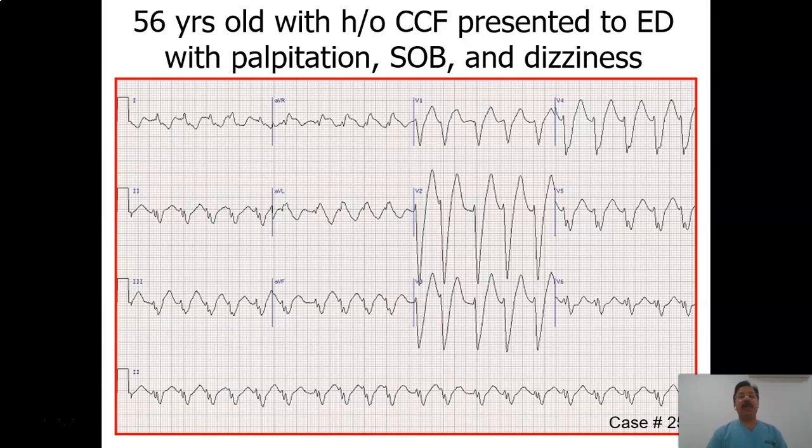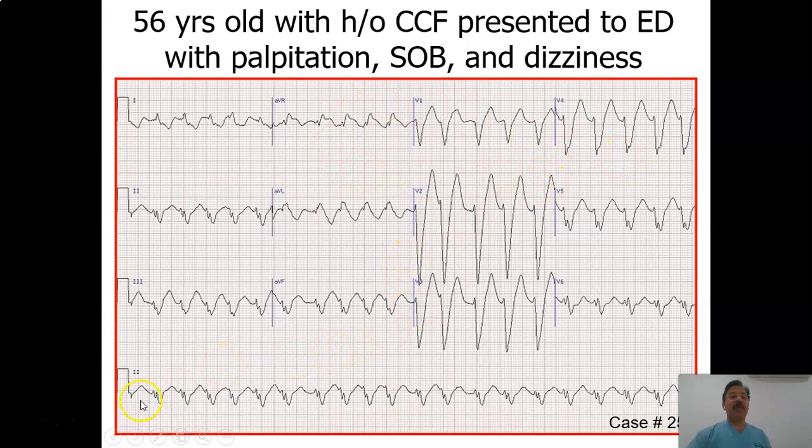Case number 25. This patient is a 56-year-old with history of congestive cardiac failure, presented to the emergency department with palpitation and shortness of breath and also dizzy. So looks like very wide QRS complexes.